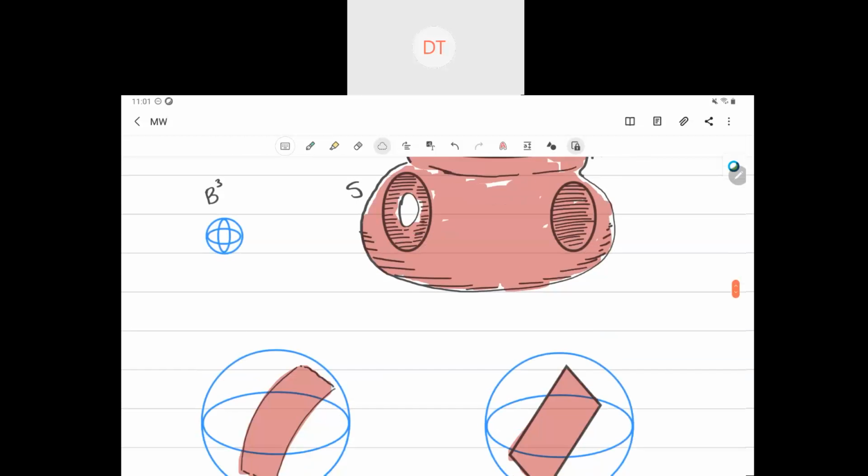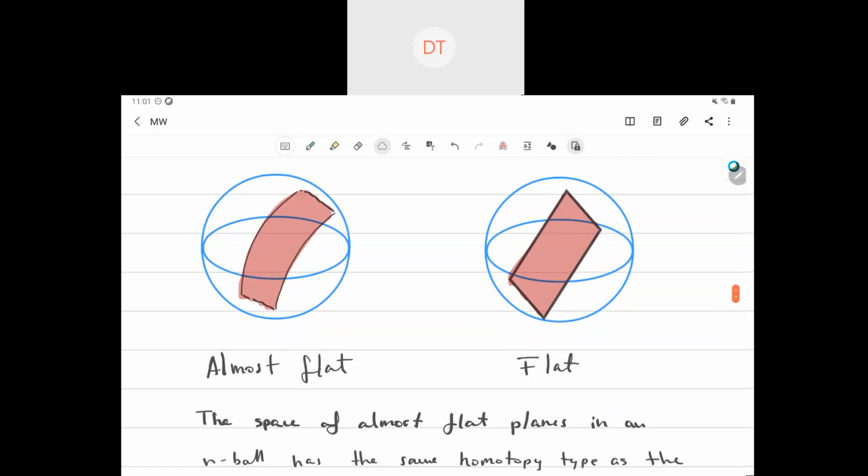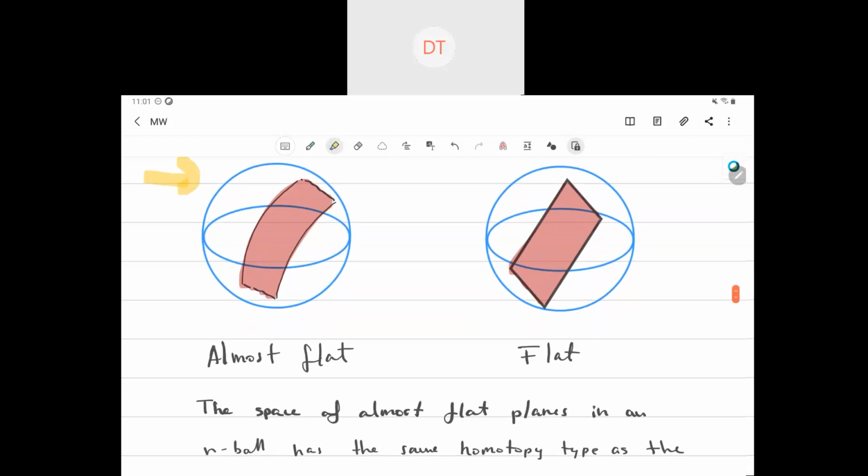Okay, so with that in mind, let's say that we have something that is pretty much a plane. It's almost flat, so we could get something like this when we zoom in. But if we are thinking about homotopy, then the space of almost flat planes in an M-ball has the same homotopy type as the space of flat planes. This is kind of hand wavy, but the idea is clear, I hope. Since we care about homotopy, let's work with this.